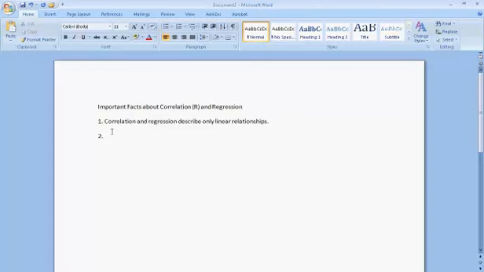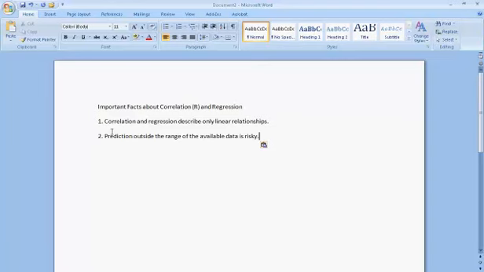The second important fact about correlation and regression is that prediction outside the range of the available data is risky. For example, if we had a set of data about the heights and ages of children from 3 to 8 years old, and if we made a scatter plot and we made a regression line and we found that children were growing at about 3 inches a year, okay, what we wouldn't want to do is to use that data and to make a prediction about how tall that child would be when they're 30 years old.